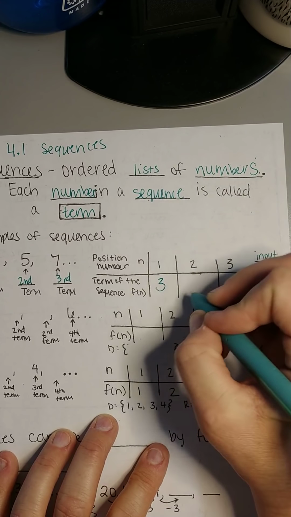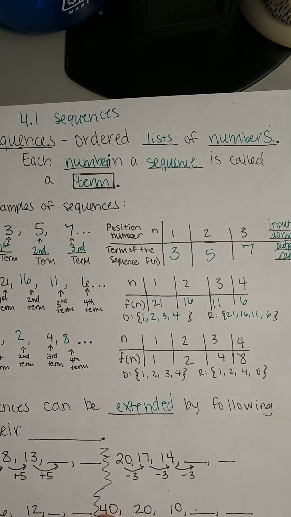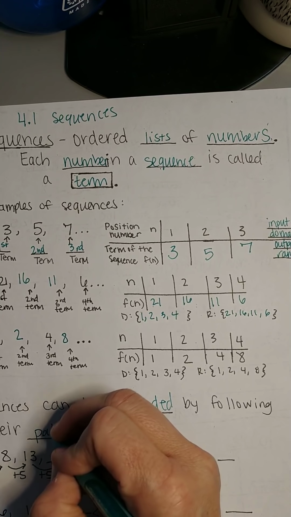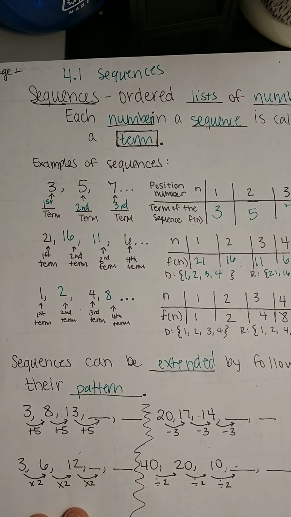So you might have noticed, okay, some of these sequences have patterns like this first one would be plus 2, plus 2, plus 2. The second one would be minus 5, minus 5, minus 5. The third one wouldn't be adding. It would actually be 1 times 2 is 2, 2 times 2 is 4, 4 times 2 is 8. So sequences can be extended, like we said, if they have those little dots, by following their pattern. So your job in this lesson is going to be to figure out what pattern is happening.